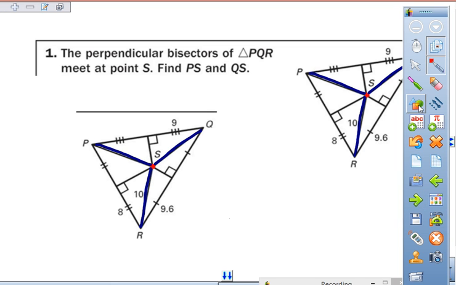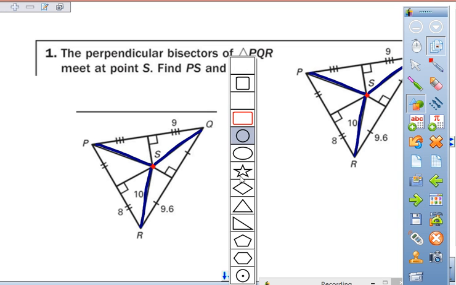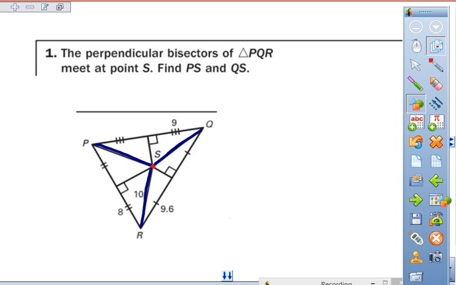Let's try another one. The perpendicular bisectors of triangle PQR meet at point S. So we're going to sketch these perpendicular distances. Then these blue or purple lines all become congruent. So PS and QS are both going to be 10.